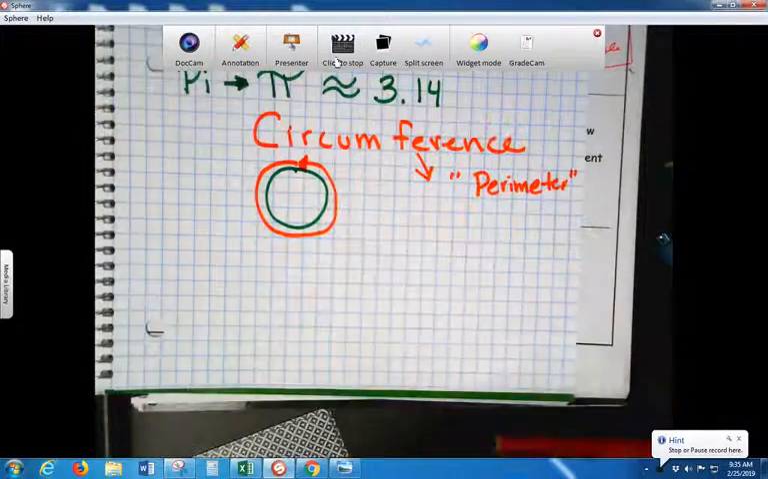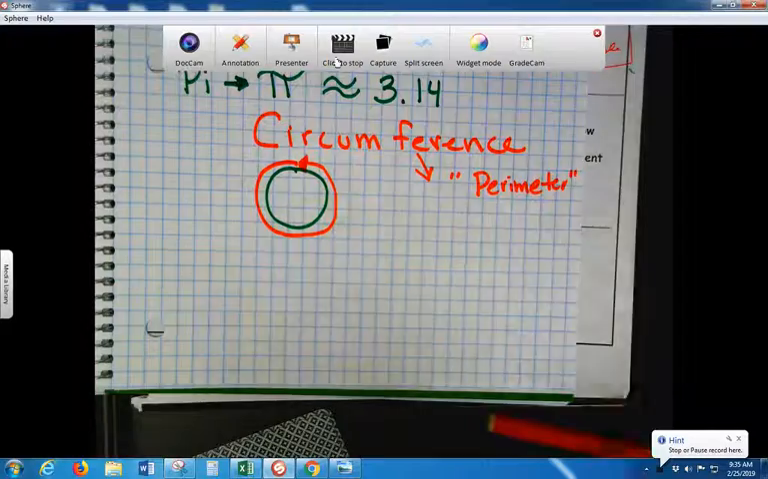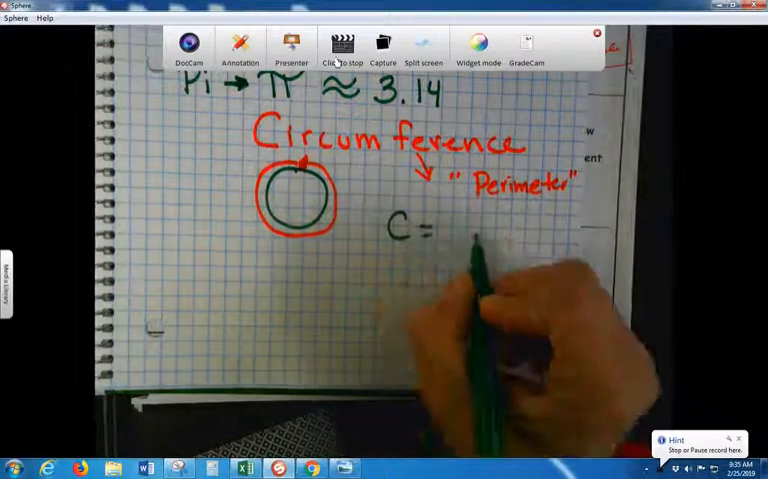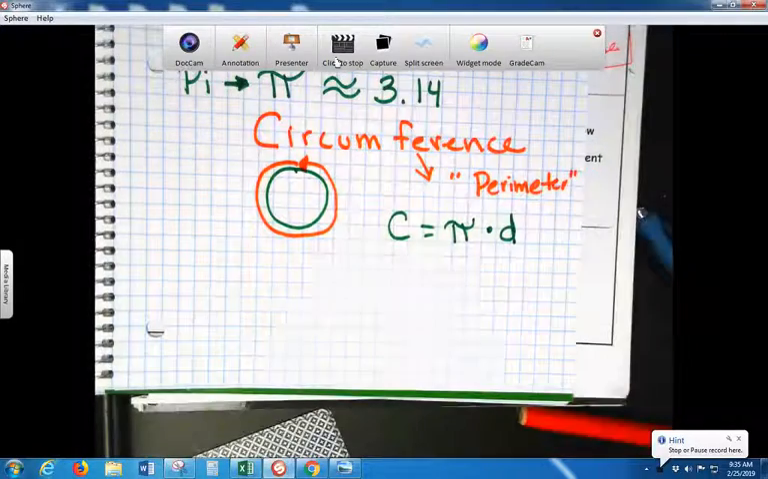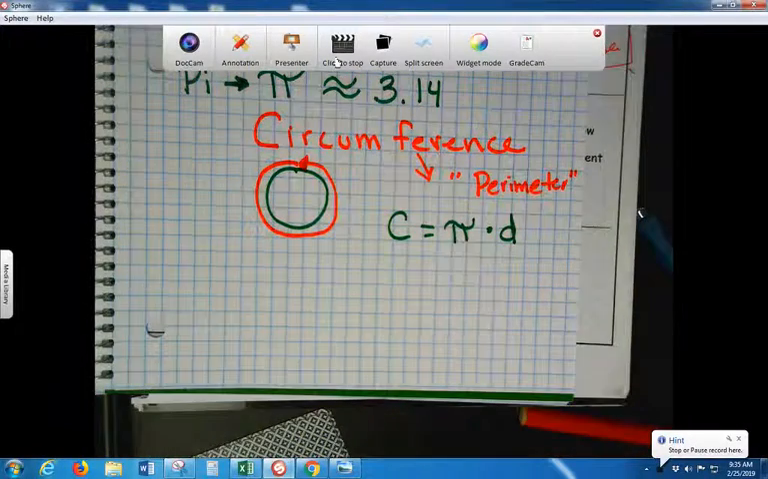All right, here is the formula. Ready? Circumference is equal to pi times your diameter. That's the formula. Seems simple enough.